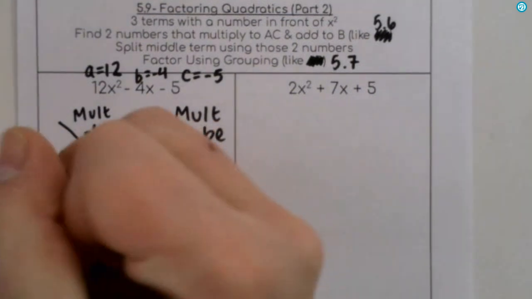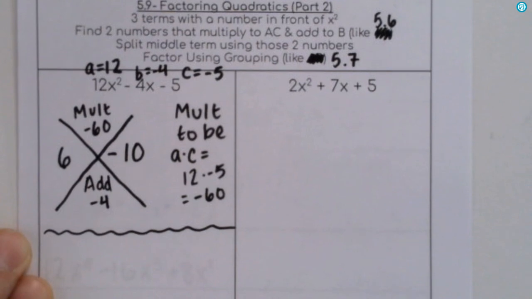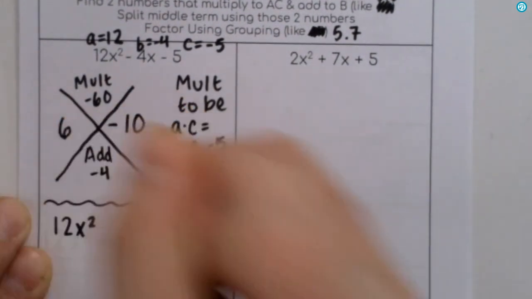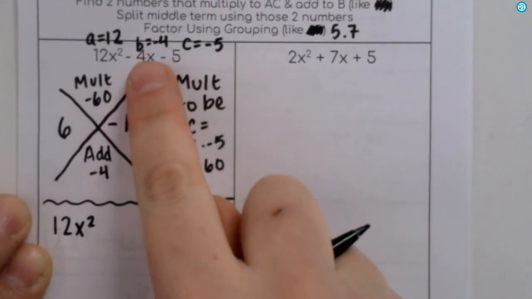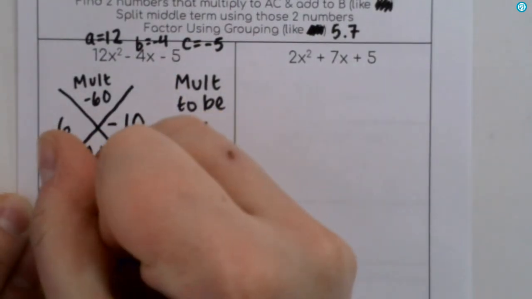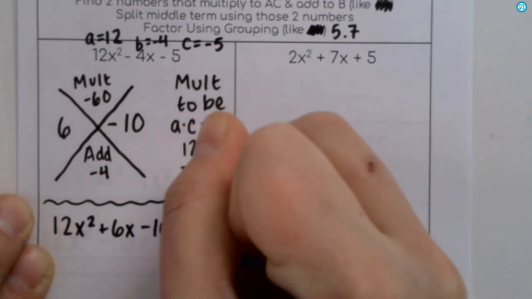Once I figure those out, I'm going to use those to split up my middle term. So my 12x squared stays the same. But then instead of having minus 4x, I now have plus 6x minus 10x. And then I still have minus 5.